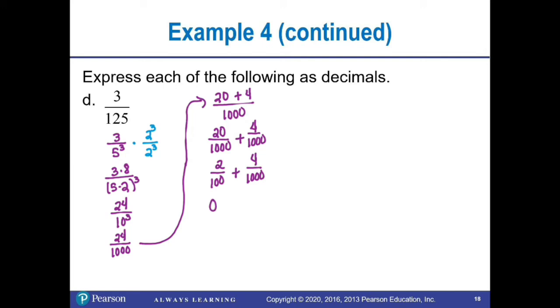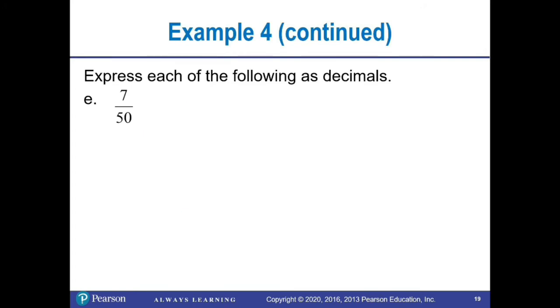There's nothing in the ones place. There's nothing in the tenths place, so I have a 0 in the tenths place. I have a 2 in the hundredths place and a 4 in the thousandths place. So 0.024 or 24 thousandths would be my answer. Let's look at one more.